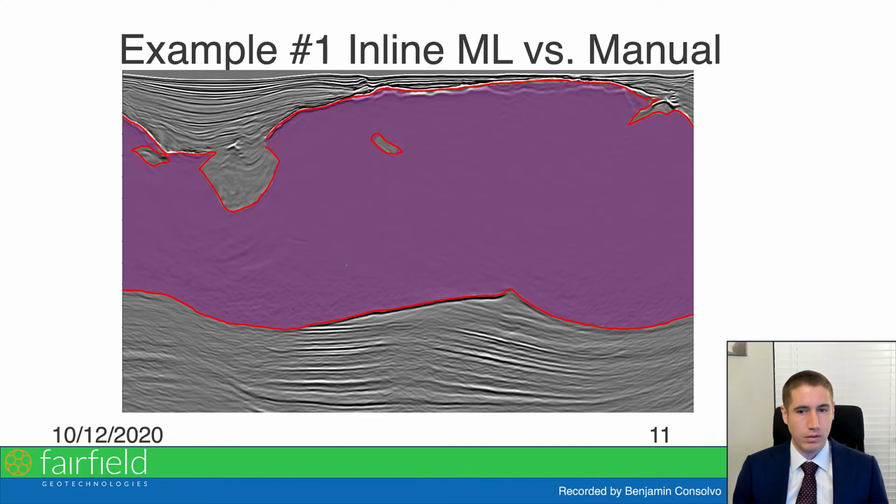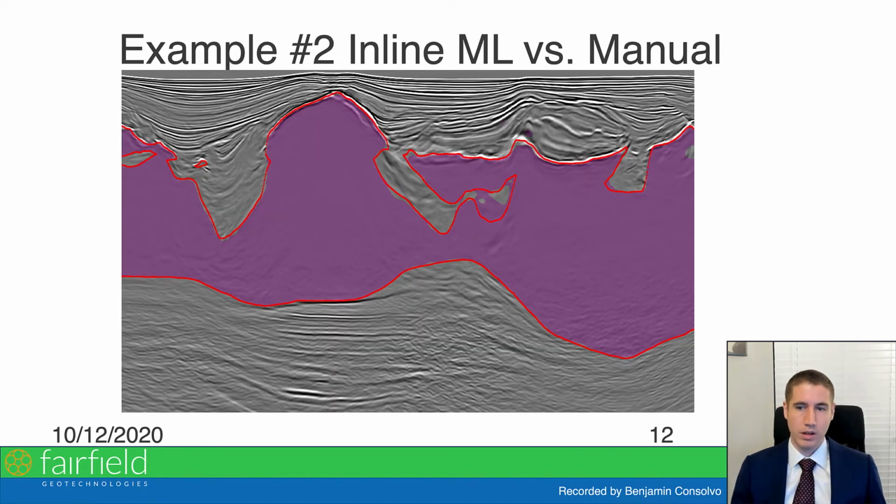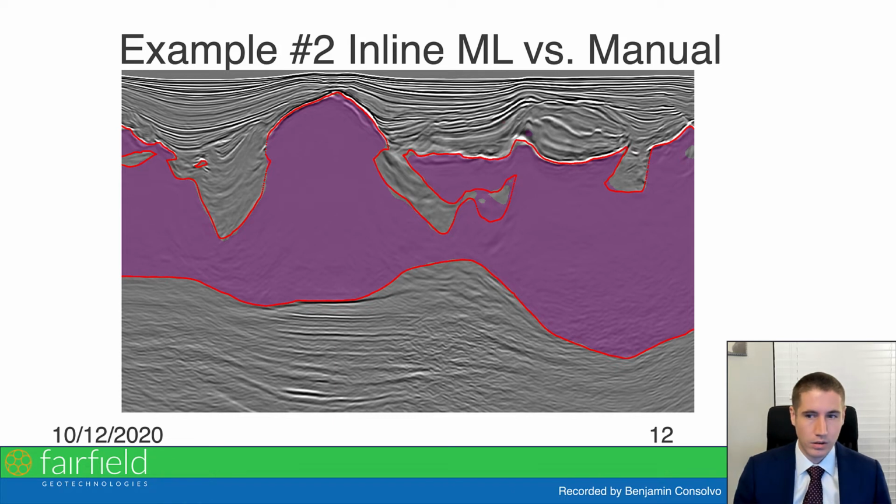Here's an example inline again of the machine learning picks in purple and the manual picks in red. A very satisfying result, as the machine learning prediction was able to find even some of these small inclusions. Here's another example of quite a complicated salt structure with overhangs and inclusions. Again, I'm quite happy with the overall result, even though the machine learning prediction is not perfect. Any time we can save on manual salt picking is helpful.